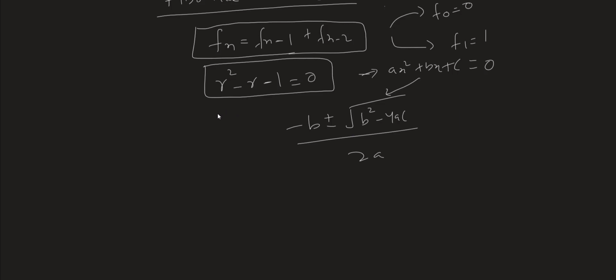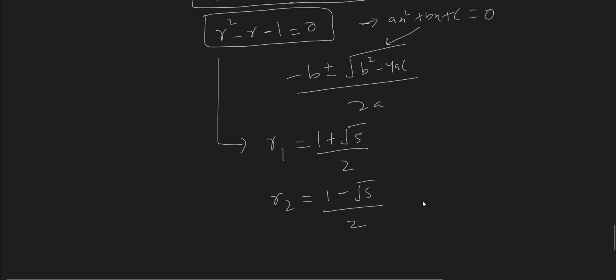And similarly, when we apply this to our recurrence relation, which in itself is a quadratic equation, we'll obtain two roots. Let's call one of them R1, and that will be equal to 1 plus under root 5 by 2. And R2 is equal to 1 minus under root 5 by 2. So we have the roots.